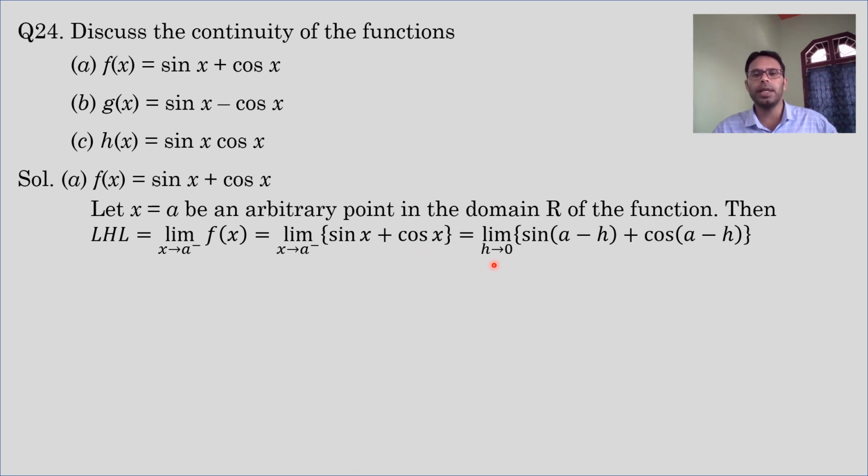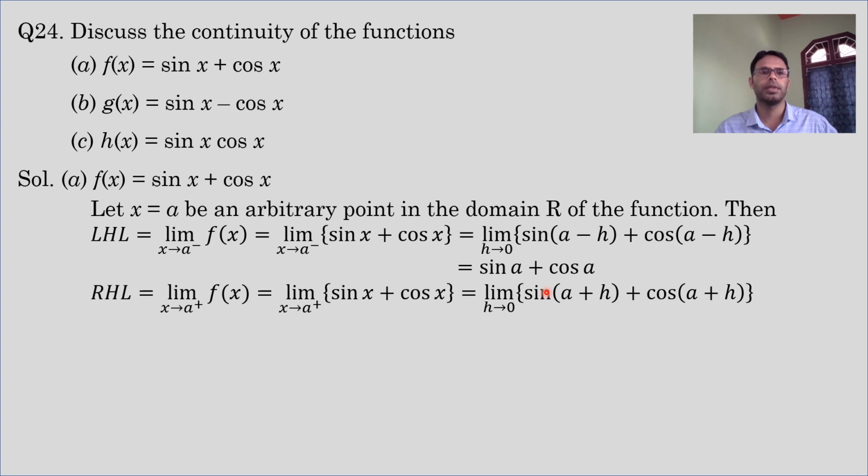So limit h tends to 0, by making this h, x is replaced by a minus h. Then using the limit h is 0, it is simply sin a plus cos a. In a similar manner you take the right hand limit.